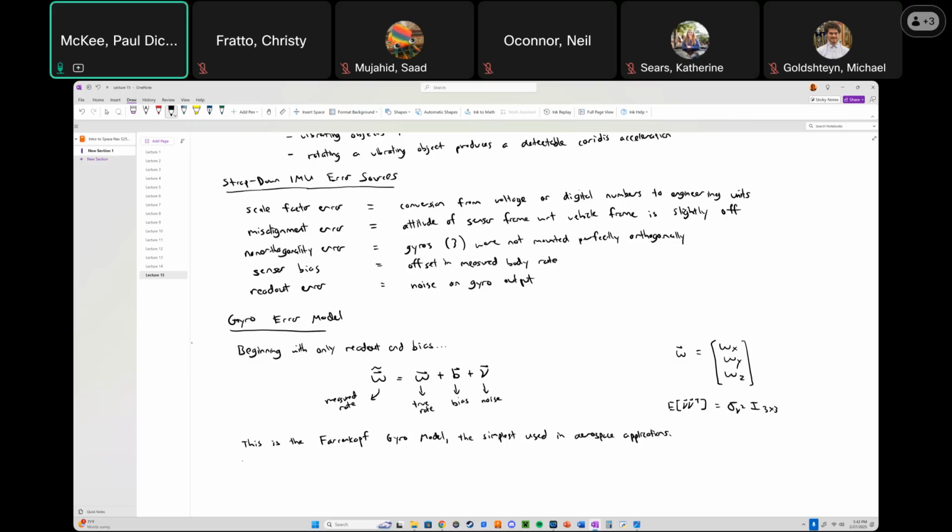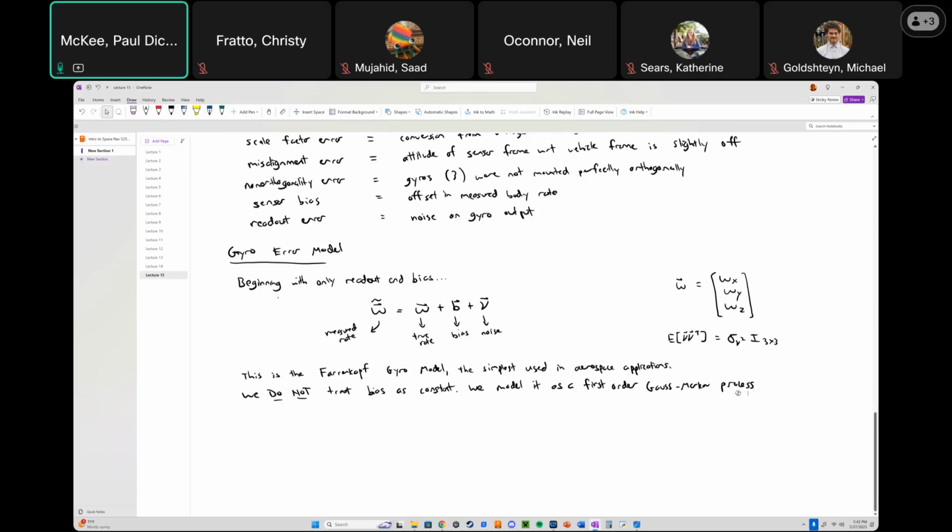We do not treat bias as constant. So the bias, the amount that your sensor is just a little bit wrong all the time, is better treated as a random walk, or, to be fancy, a first-order Gauss-Markov process, which is similar to a random walk.